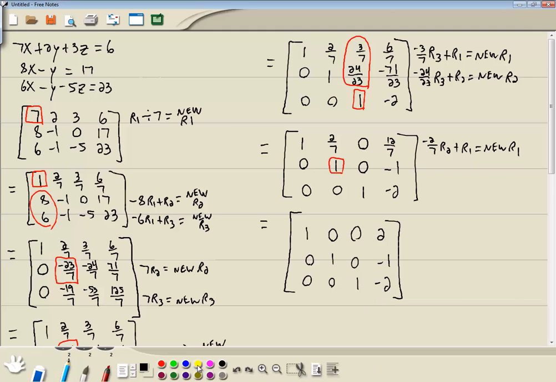Now, this is reduced row echelon form. Diagonal 1, zeros above it, zeros below it. 3 equations, 3 variables. If you have that form, diagonal 1, zeros above it, zeros below it, that means it worked. And these will be your answers. This will be x, this will be y, and this will be z. So our answers for this problem are 2, negative 1, and negative 2.